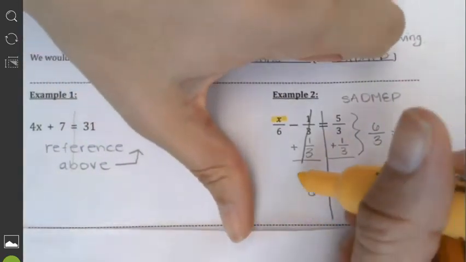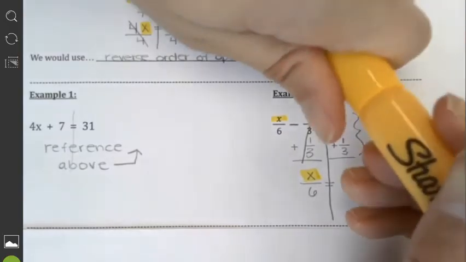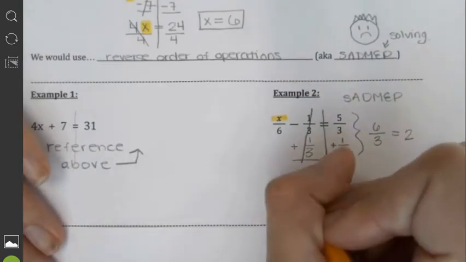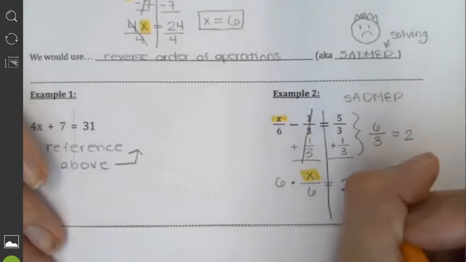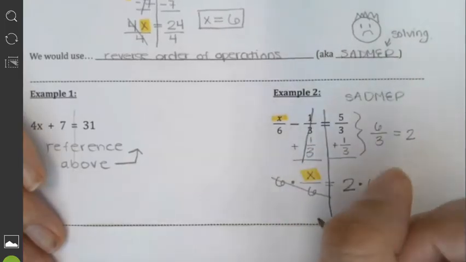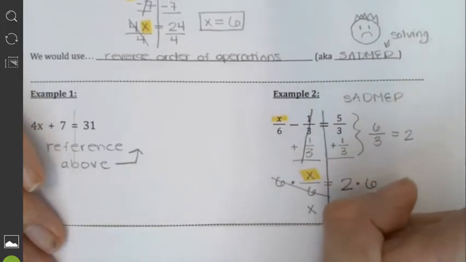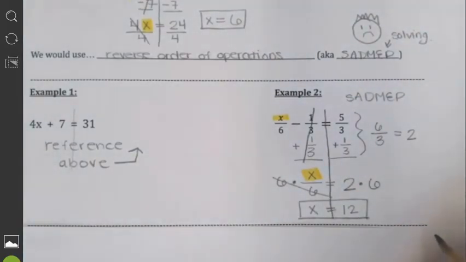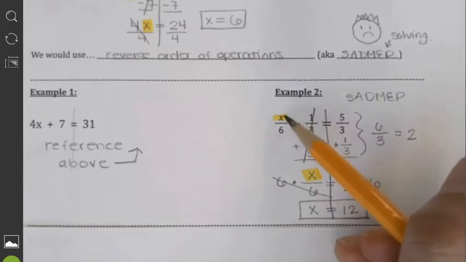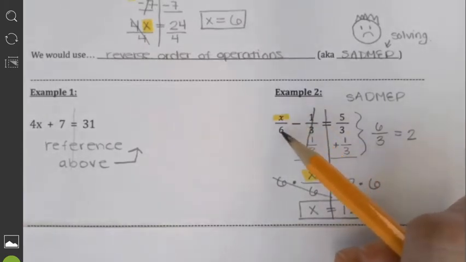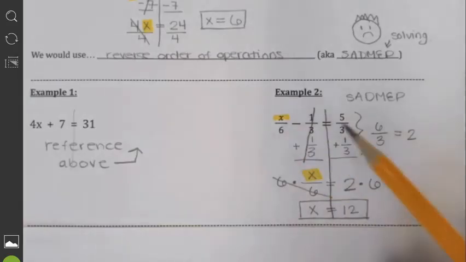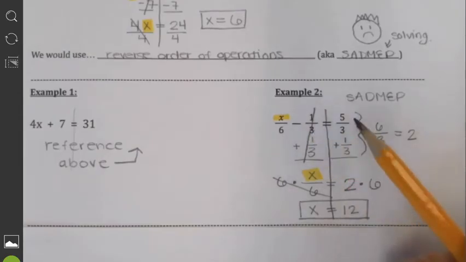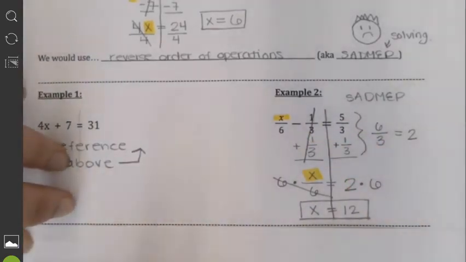Okay, so now we have a one-step equation. We move on to multiplication or division. This is division. We want to undo that so we can multiply by 6 and multiply by 6. These cancel, and I'm left with x equals 12. Again, it's a good idea to check over your work. Let's plug this back in. 12 divided by 6 is 2. 2 is written as 6/3. So 6/3 minus 1/3 gives me 5/3. So we are happy with that answer.